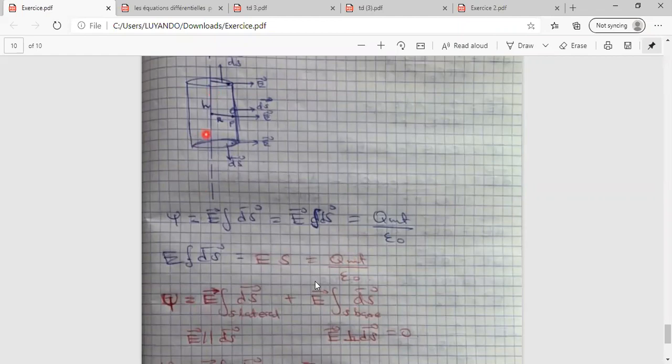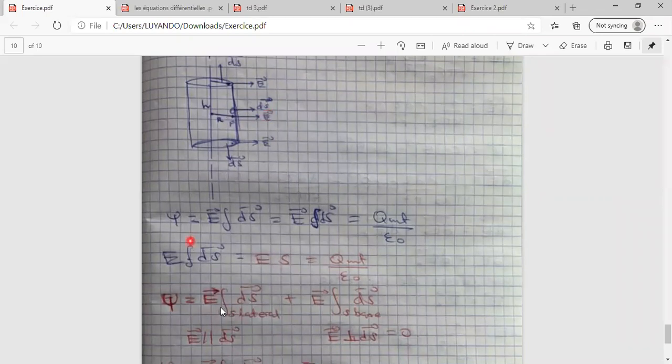On the bases, the E and the dS meet each other at a 90 degree angle. So if we multiply that, we're going to have 0. If the two vectors are meeting at a 90 degree angle, the product of those two is going to be equal to 0, which is what we have here. And then we have to find it also on the sides, because on the sides they're moving in the same direction, the parallel direction.